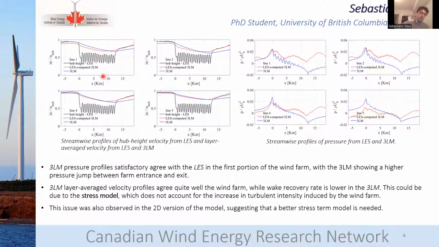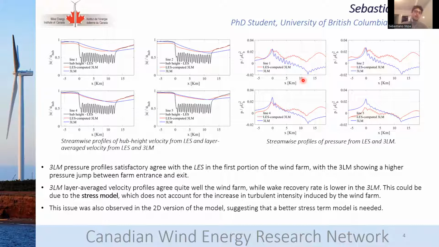Here are the velocity profiles. Each plot is a different line of the wind farm, so lines 1, 2, 4, and 5. The same thing happens on the right, where we are plotting the pressure averaged in the layer from the 3-layer model and from the LES. Regarding the pressure profile, the 3LM exhibits a higher peak-to-peak distance, and the profile from the LES is less regular.